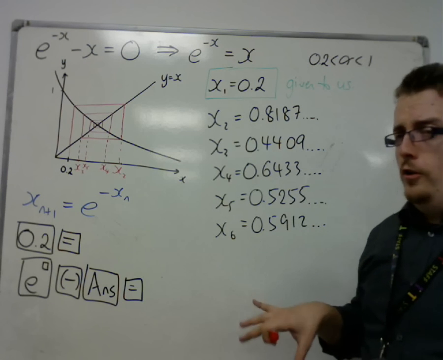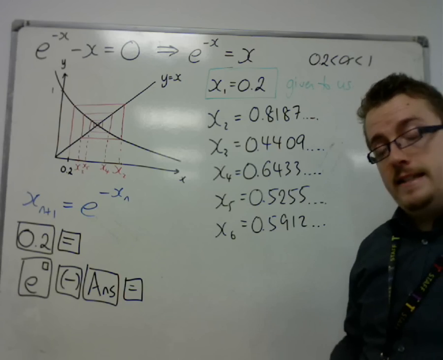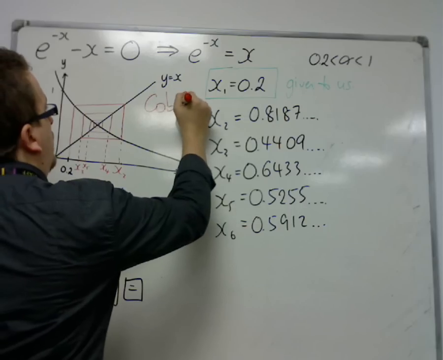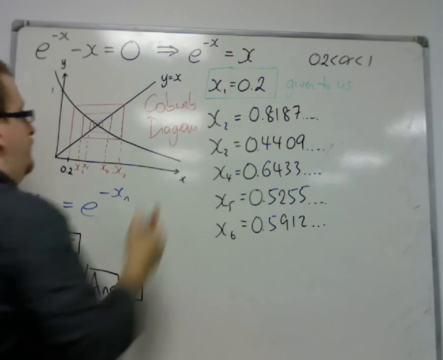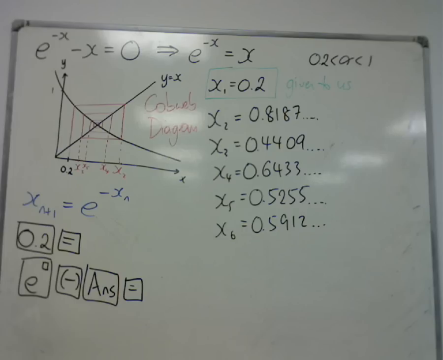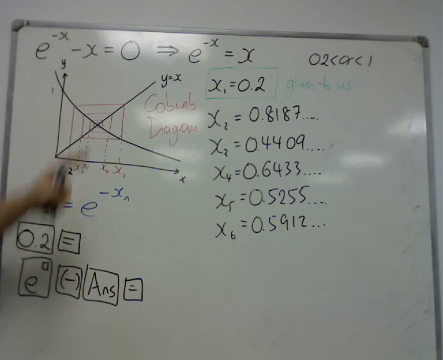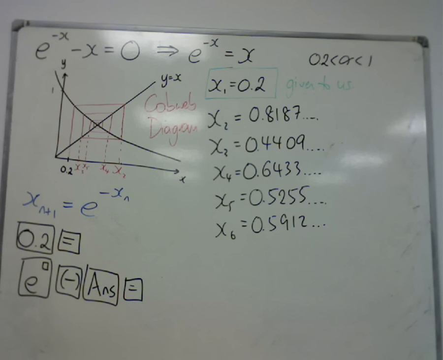But this no longer looks like a staircase, and this one is not called a staircase diagram. This is referred to as a cobweb diagram, like a spider's cobweb. So this is a cobweb diagram. You need to make sure that you're using nice ruled lines, just like I did, and that you are labelling your graph as you go.